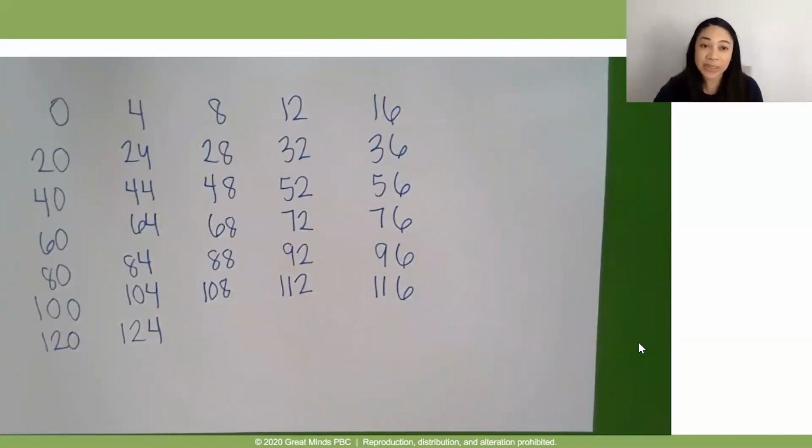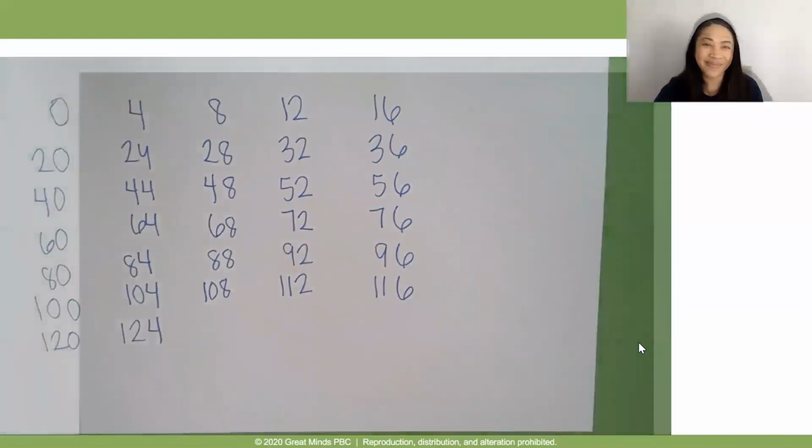How is a multiple different from a factor? Go ahead and share out your thoughts. When we found factors of a number, we listed them and then we were done. For example, the factors of 4 are 1, 2, and 4. With multiples, we could keep going on forever and ever, just like the multiples that we've written here.